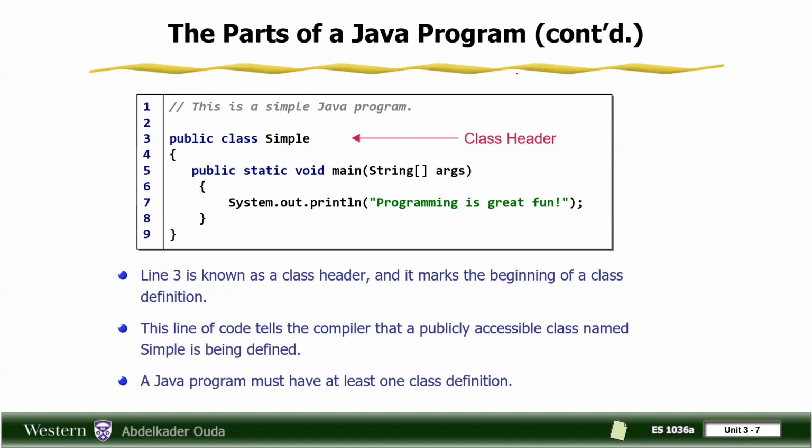Here, public is a reserved word. That's why it appears in blue. Class is a reserved word. Simple is the class name. I chose this name. You choose this name as a programmer.